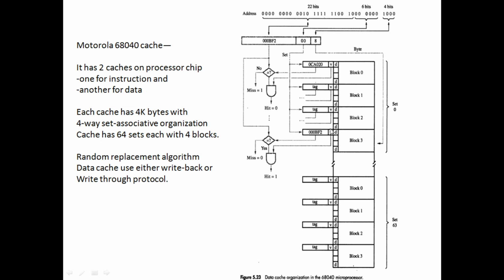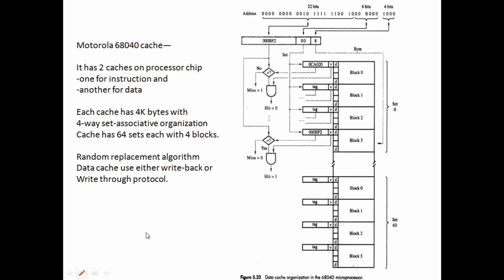cache. So in this Motorola 68040, it has two caches on the processor chip. One is for instruction and one is for data. And in data, the data cache can be either write back or write through protocol. Now in this processor, the cache is of 4 kilobytes with a 4-way set associative organization.